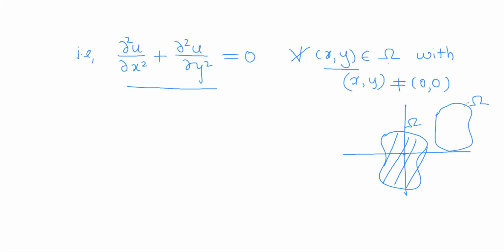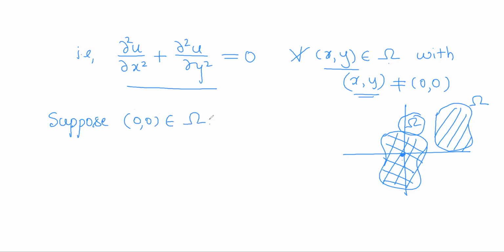If at all Ω does not contain the origin, then obviously this condition is true for all the points of Ω, right? If at all it contains the origin, then we have to prove this condition at the origin also, as it has to be true for all the points of Ω, so it has to be true at the origin also. So now assume the case that the region Ω contains the origin. In the other case, we need not argue for the origin, right? So suppose the origin 0 comma 0 belongs to Ω.